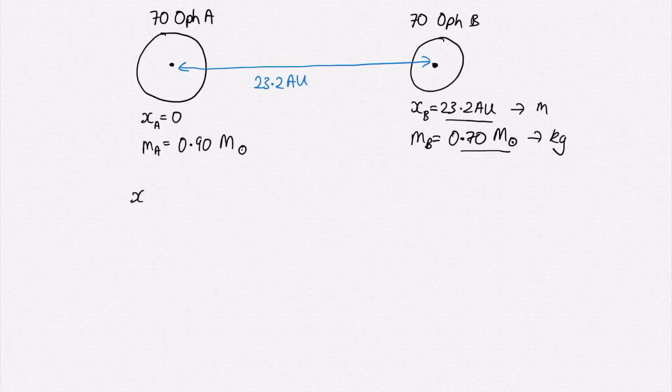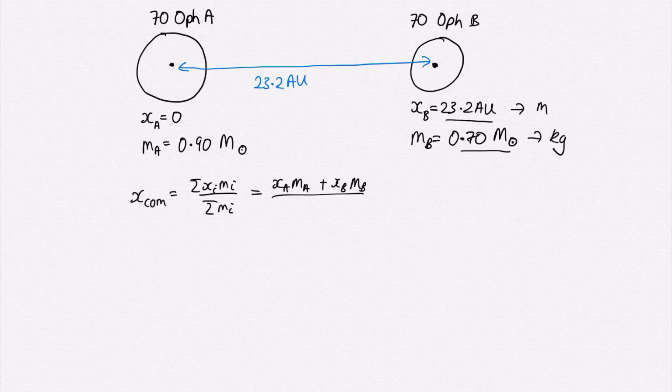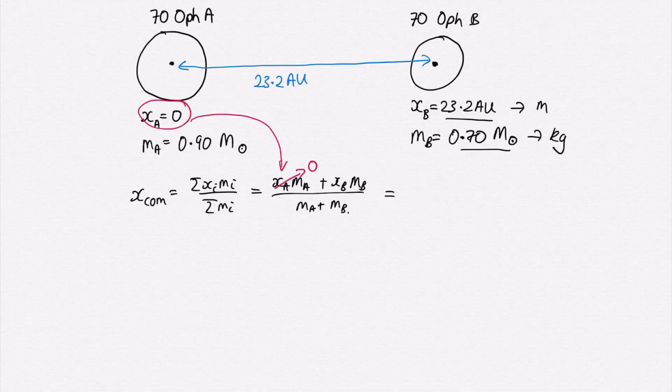Our equation for the center of mass is the sum of xi mi over the sum of mi, and we've just got two masses in this case. So we've got XA MA plus XB MB over MA plus MB. But we said that XA is equal to 0, so this whole first term is equal to 0. We can write that as XB MB over MA plus MB.